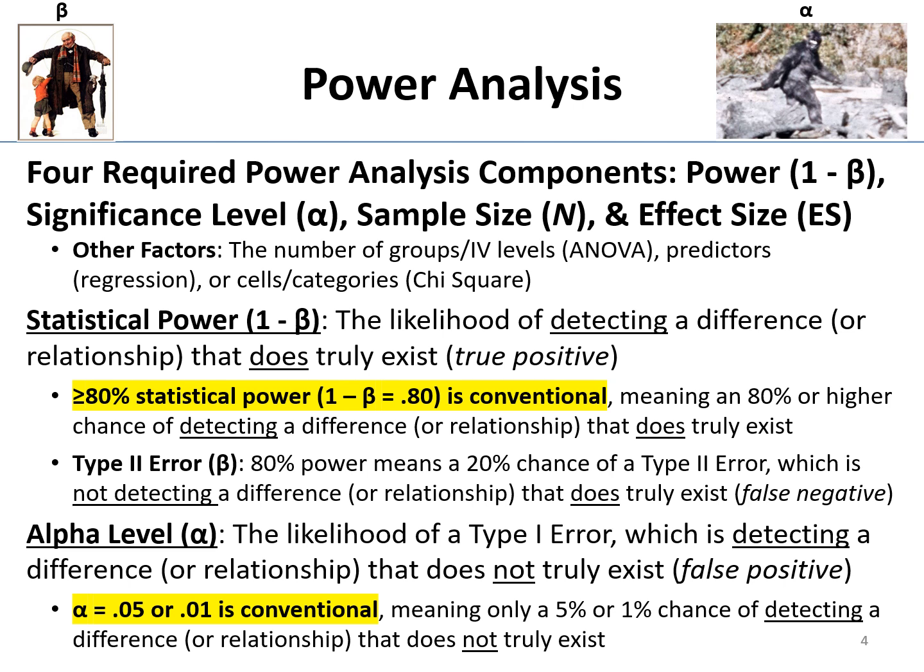Well, it means that you have a 5 or a 1% chance, depending on 0.05 or 0.01, of detecting a difference or relationship that does not truly exist. That is rejecting the null when you should not. So an alpha of 0.05 is a 5% chance, an alpha of 0.01 is a 1% chance.